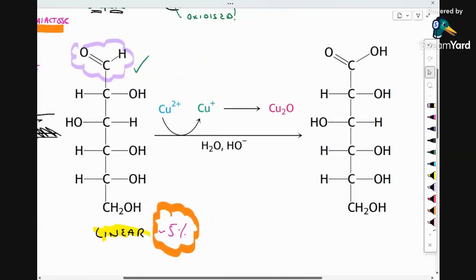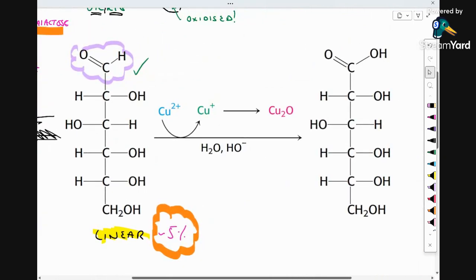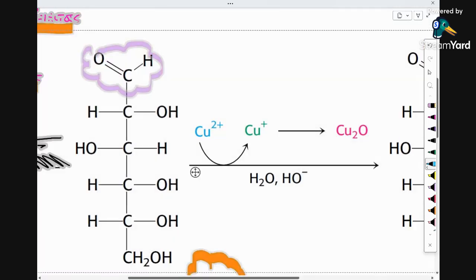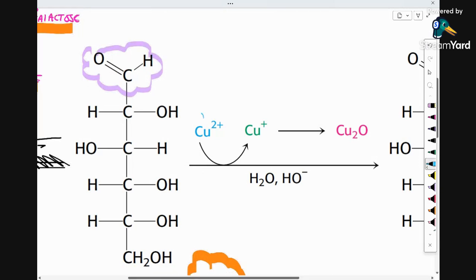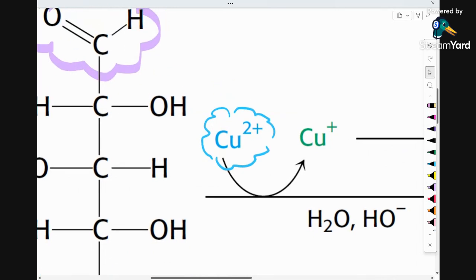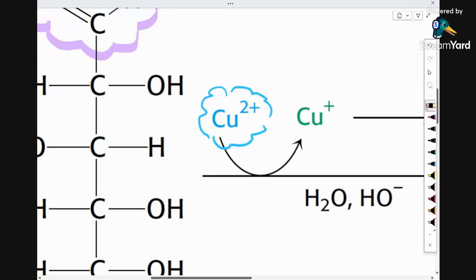So let's imagine we've got our linear form. It's 2 to 5% of the total. And what's the point? What's this going to achieve? Well, we can give it a compound that can be reduced, a compound that contains copper 2 plus ions.